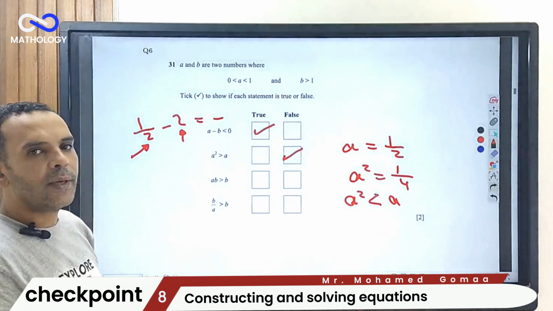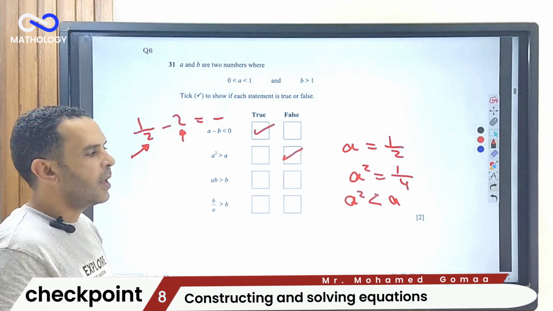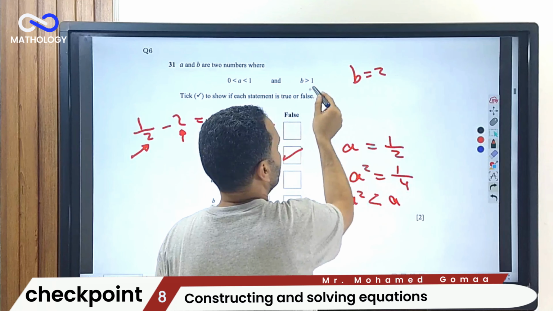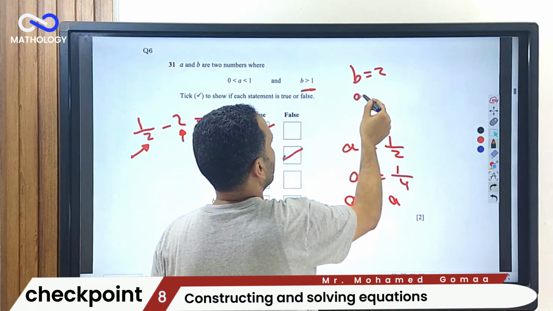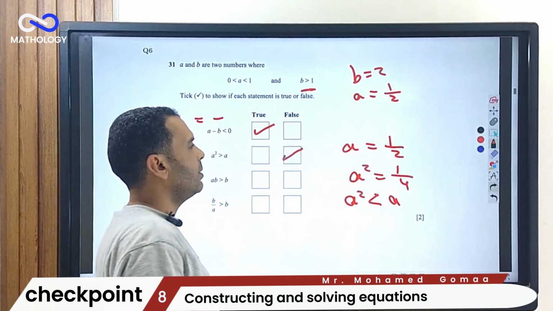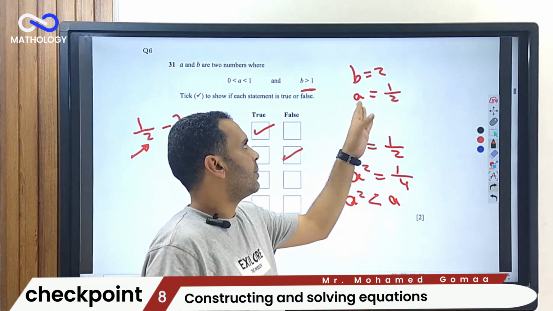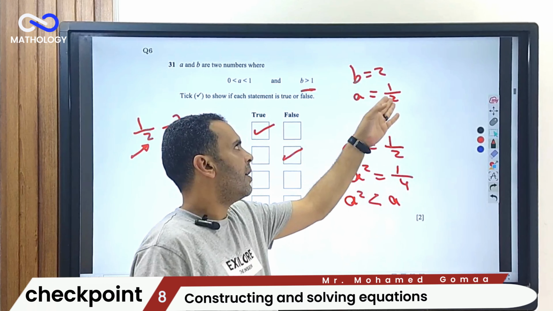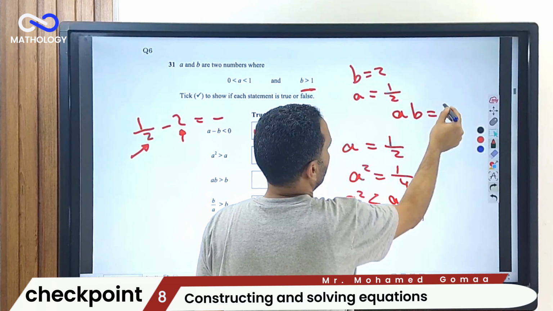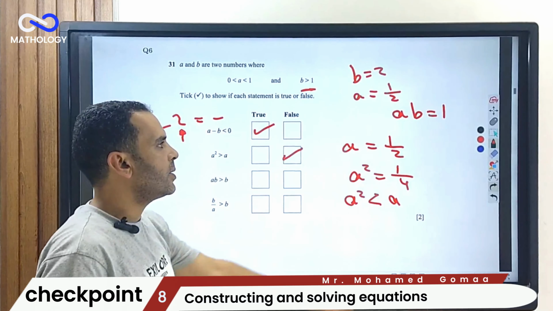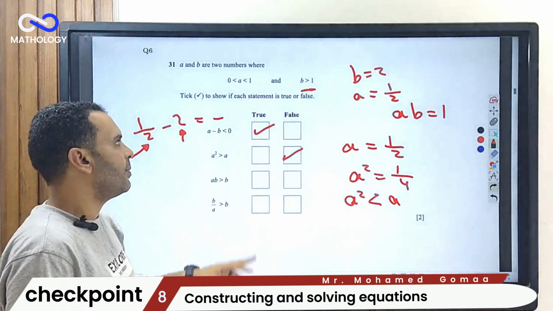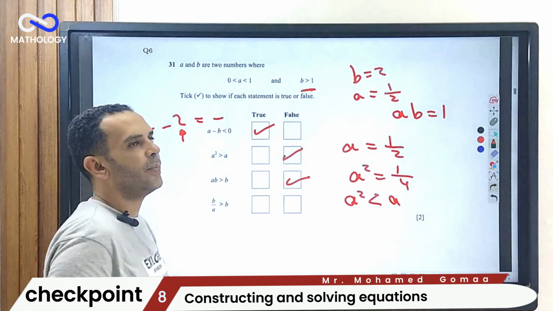a multiplied by b greater than b. Suppose that b equals 2, greater than 1, and a equals half. When we multiply a by b, half multiplied by 2, we get ab equals 1. 1 is smaller than b, not greater than b. ab greater than b, false. It will be smaller than b.